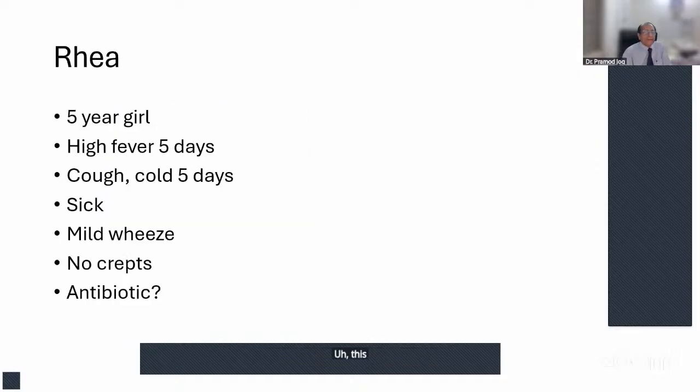This is another girl, 5 years old, with high fever for 5 days and cough and cold for 5 days, sick looking, with mild wheeze but no crepitations. The question is whether one should put such a child on antibiotic therapy. So, Dr. Anil, what is your opinion?